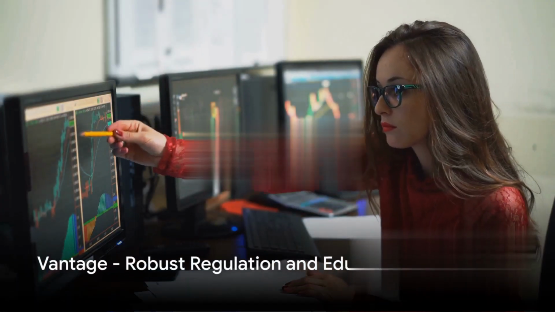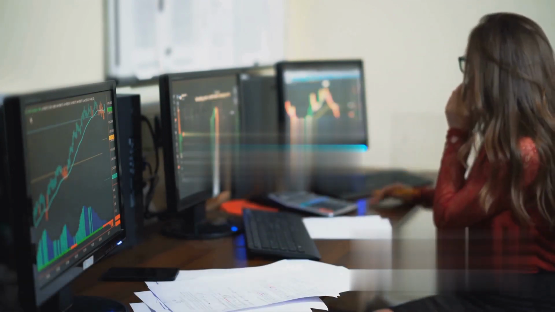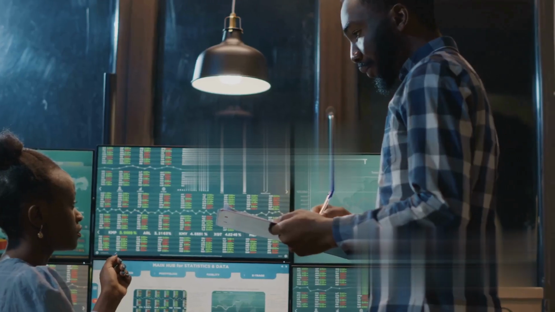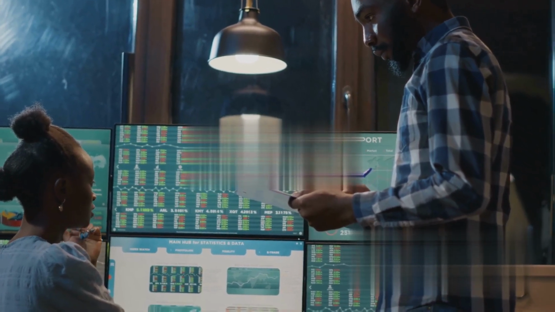Next up is Vantage. With its robust regulation and deep liquidity, Vantage is a safe and reliable choice for traders. It also boasts a range of educational resources, making it a great choice for those new to Forex trading. However, it's worth noting that Vantage has a higher minimum deposit requirement compared to other platforms.